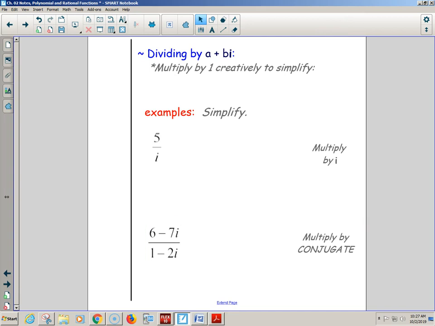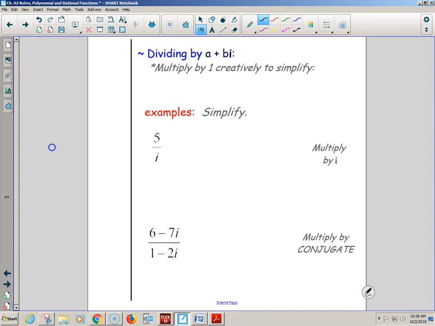I'm telling you a statement right here from the very beginning that complex numbers are closed under division also, which means if you have an a plus bi over an a plus bi, the answer should be an a plus bi.